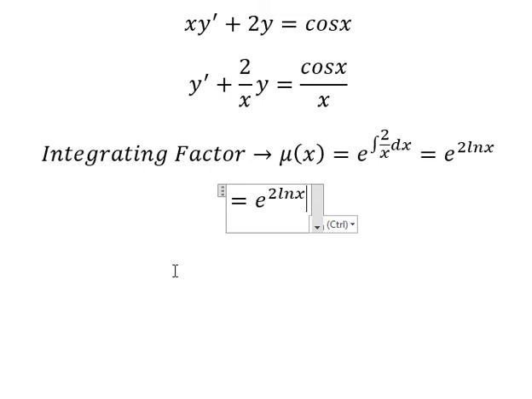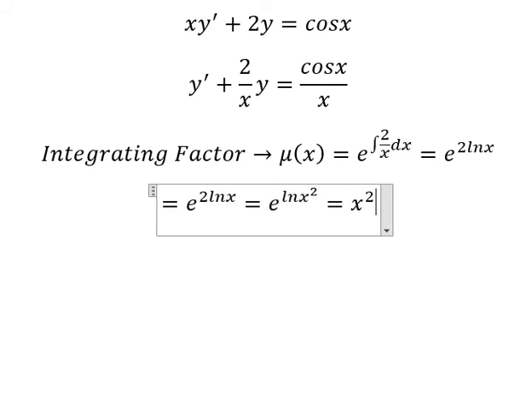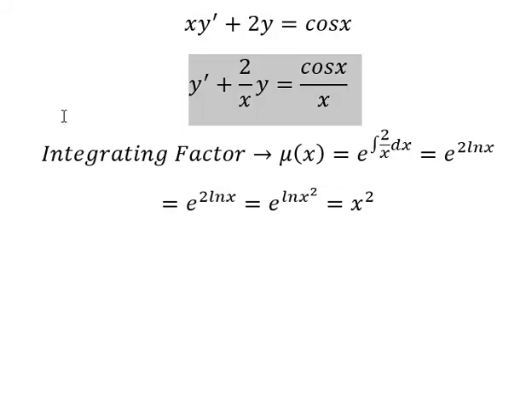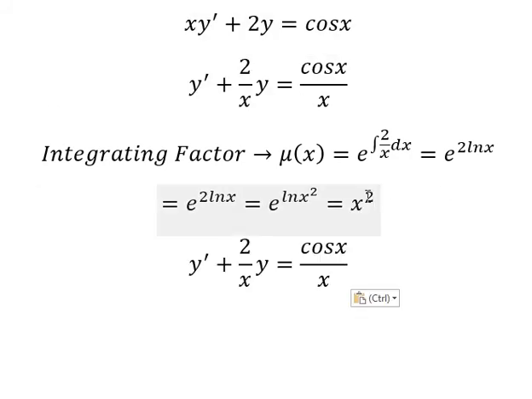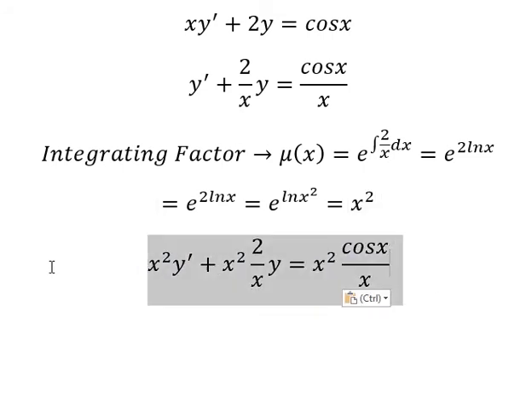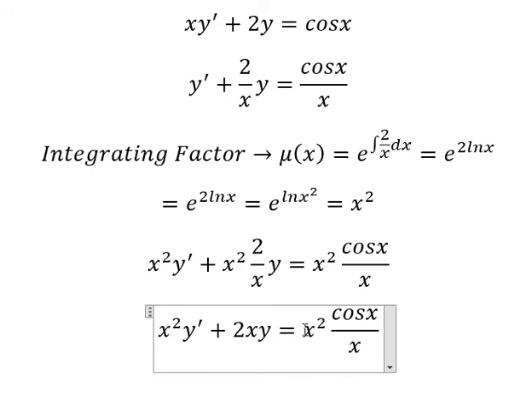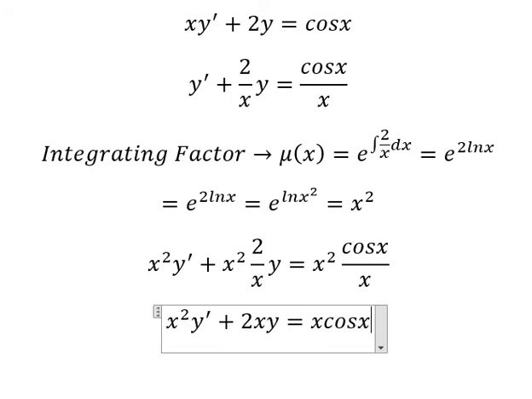Next, the number 2 will go inside the natural log in here, and we have x squared. That means we multiply both sides by x squared. So this one we have 2x, and this one we have x squared cosine x.